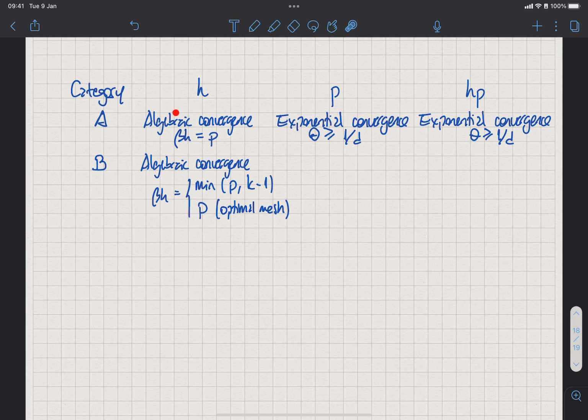And this is for h-FEM, huh? This is for h-FEM. Okay, what happens with p-FEM? Let's continue getting this table. So for category B, you remember what p-FEM is going to give you? Algebraic convergence rate.